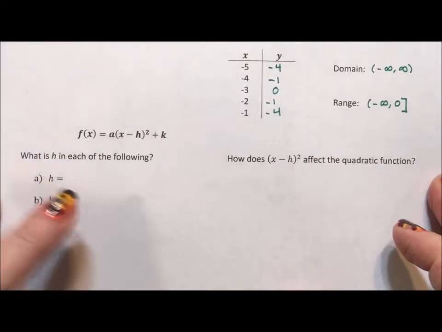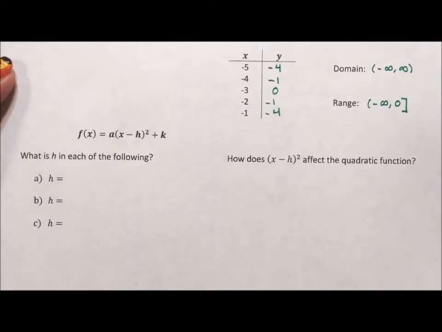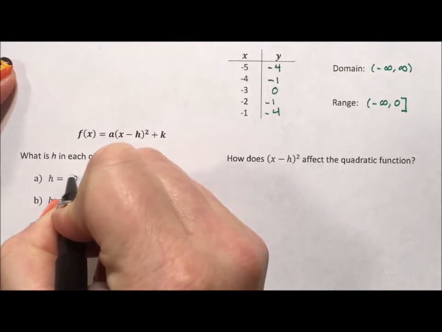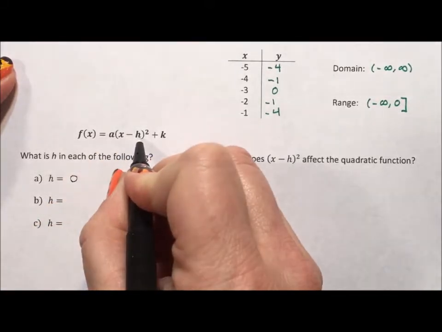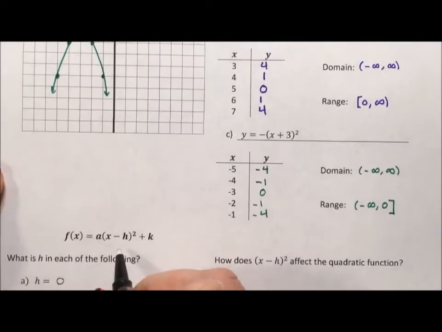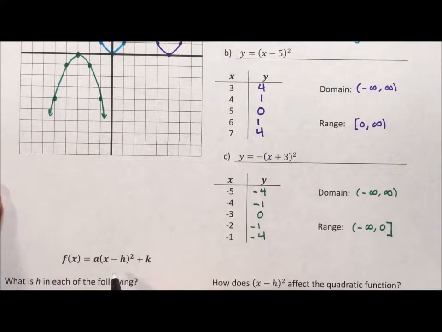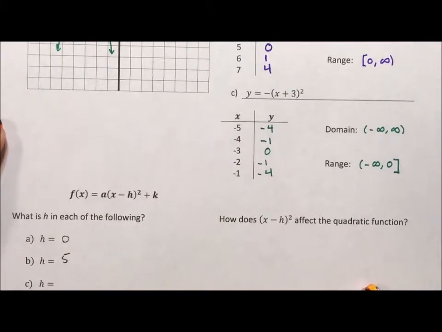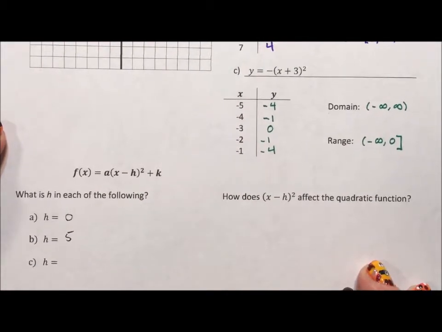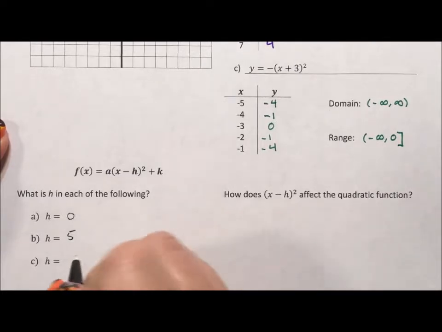I have a reminder of what the equation is, and we're asked, what is h in each of the graphs? Well, in the first one, the number in the parentheses squared was 0. There was no number there. In the second one, remember it's x minus h, and we had x minus 5, which means h is 5. And in our last one, we have x plus 3, which means h is negative 3.